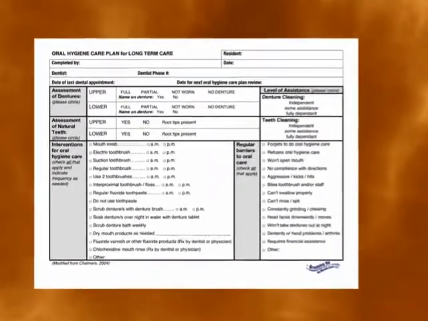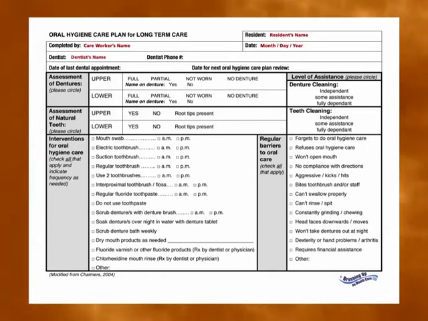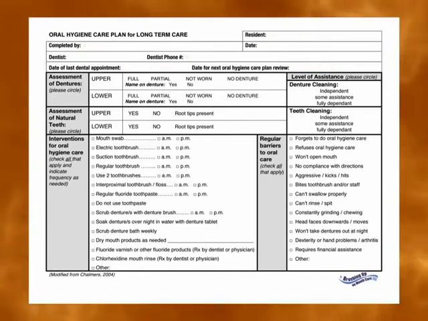Let's review this tool. It is important to fill in the resident's name, date, and who completed the care plan. If they have a dentist, include their name and phone number for easy referral. The date of the resident's last dental appointment and the date for their next oral hygiene assessment and treatment can also be recorded here. Even though this plan is meant to follow the more comprehensive assessment provided by the Oral Health Assessment tool, a few details about the resident's oral situation are recorded here as well.